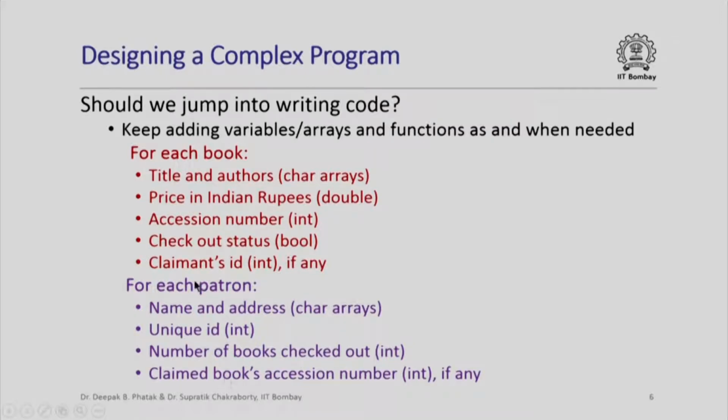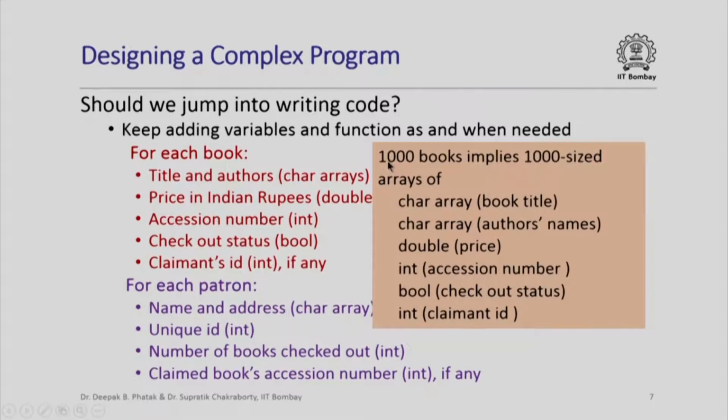As I have said earlier, each patron is allowed to claim only 1 book at a time, so we have only 1 integer to store the claimed book's accession number. Well, now if our library has 1000 books, how am I going to organize all of this information? Well, one alternative could be to use different 1000 sized arrays where each array stores one kind of information. So for example, I could have a 1000 sized array storing the book titles. Every element in this array will give me the title of a book, but since the title of a book is a string, every element in this array must be a character array in itself.